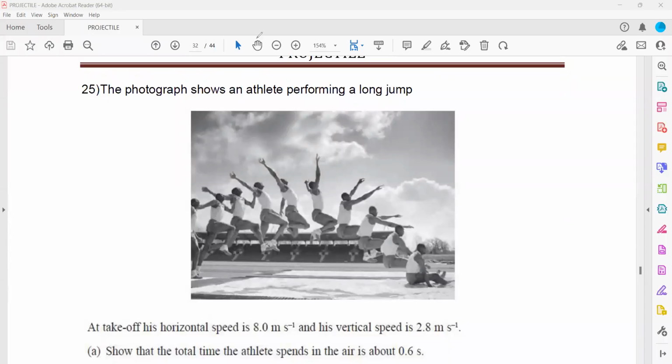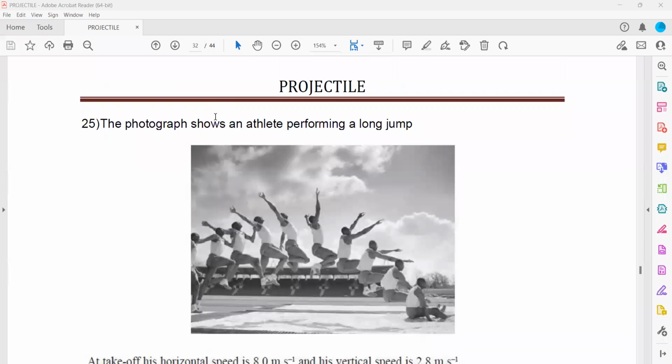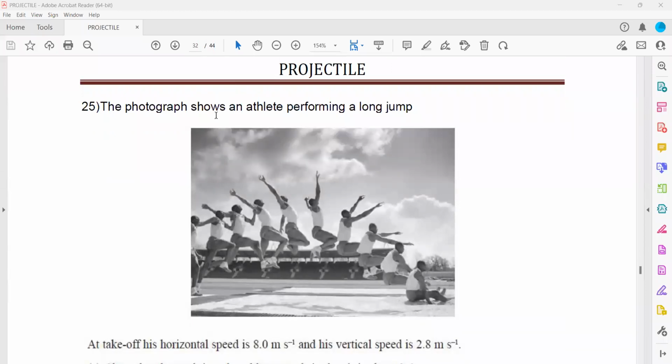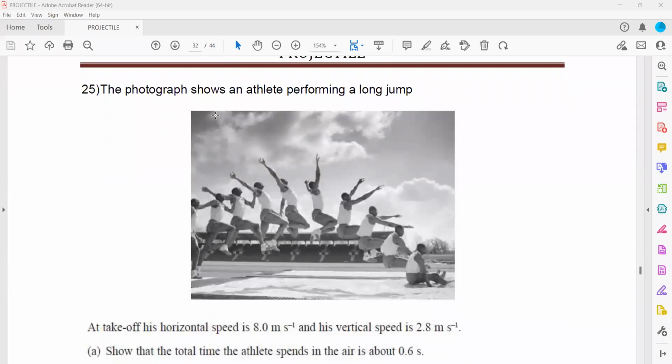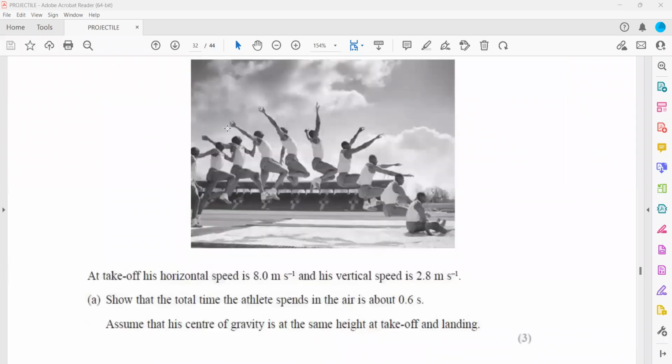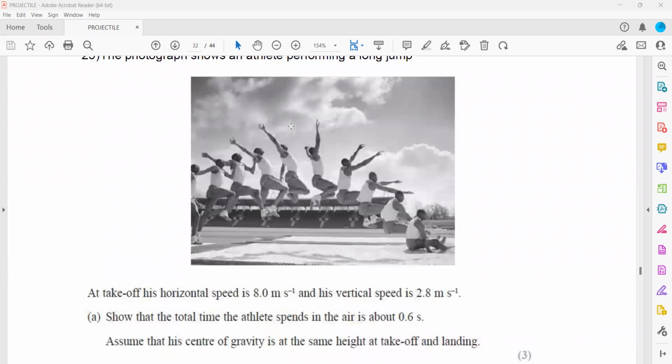So this is a continuation of projectile questions. Question 25. The photograph shows an athlete who's performing a long jump. At takeoff, the horizontal speed of the athlete is 8 meters per second. The vertical speed is 2.8. So it means he's having a horizontal speed and a vertical speed.